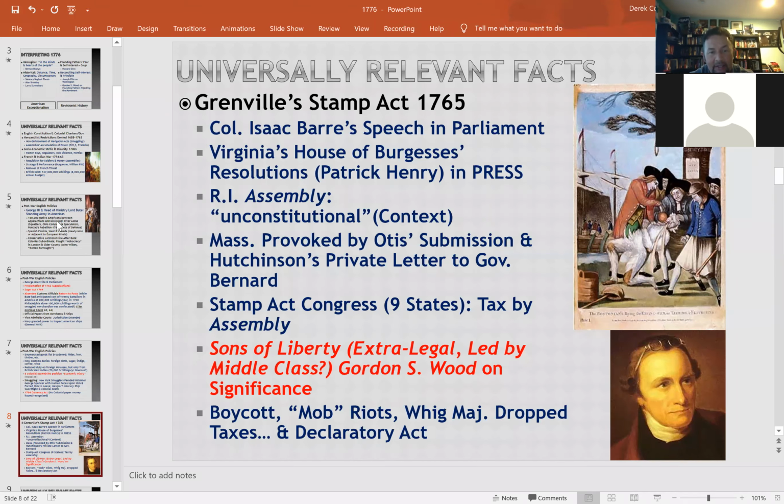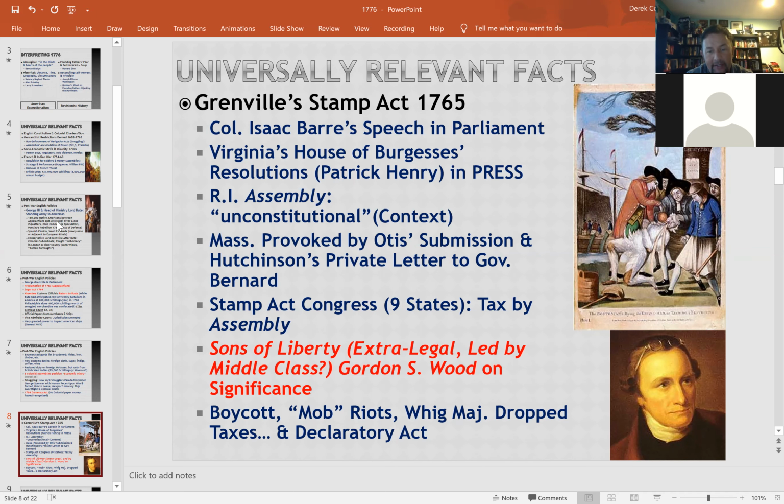Hutchinson became a hated English figure in Massachusetts, but he had written a private letter to the governor, Bernard of Massachusetts, telling him, you need to have a crackdown, basically, that if you need to abrogate some of the rights of the citizens momentarily to make a statement and to scare them into submission, then now's the time to do it. And that letter became publicized through people like Benjamin Franklin, who got a hold of it. And so Massachusetts was in arms.